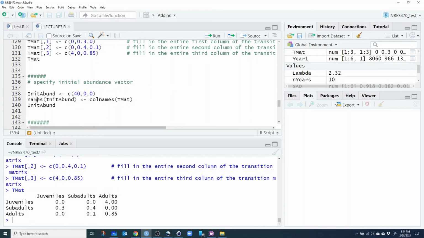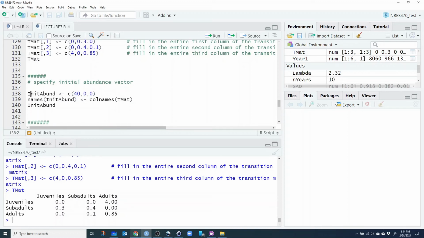We have the transition matrix. All we need is the initial abundance vector, because in order to compute the abundance next year, we need to know the abundance this year, and we need the transition matrix. So to start the population off, here's our initial abundance vector. We have 40 juveniles, 0 subadults, and 0 adults.